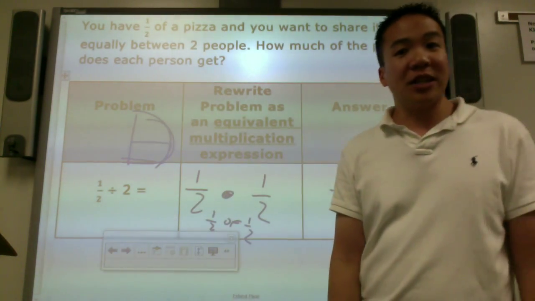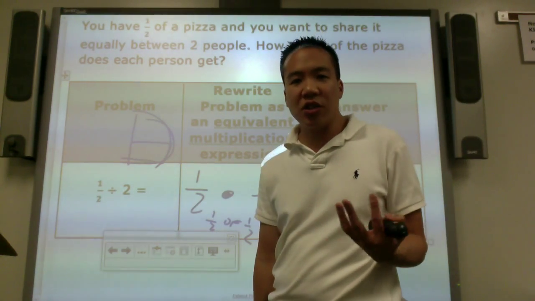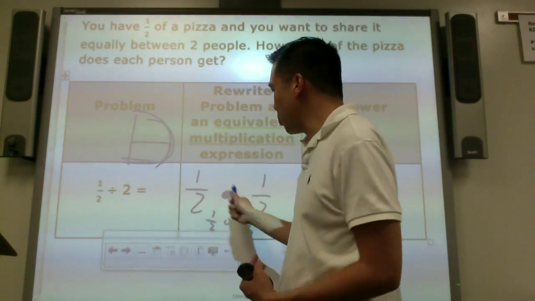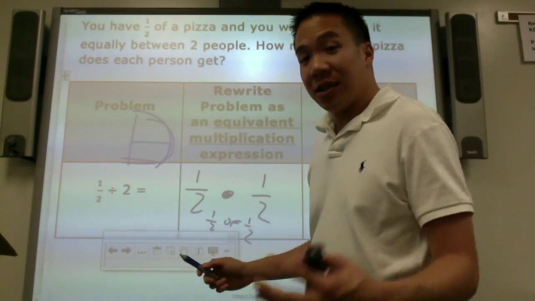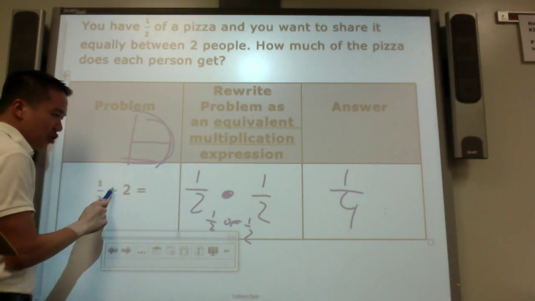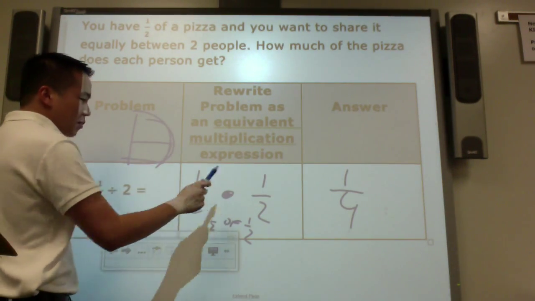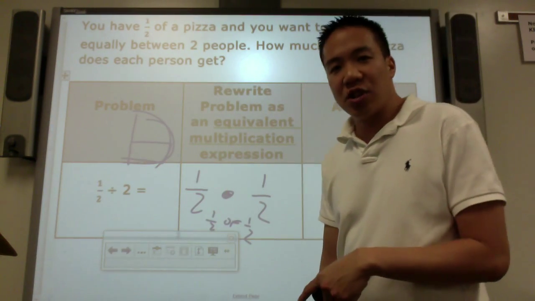Some of you use something called keep, change, flip. I don't really use that. I just know that to turn a division expression into a multiplication expression, you do the reciprocal of the second one and multiply. But if you like keep, change, flip, you keep this, you change this to a multiplication, and you flip the 2 to 1/2. Same like the subtraction to addition of integers.